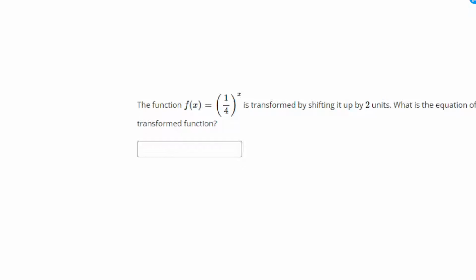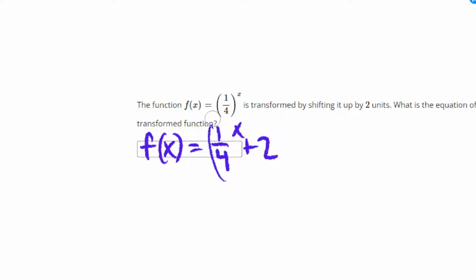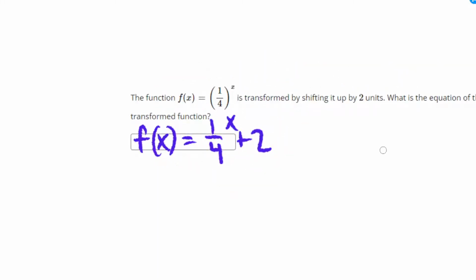Yeah, so now they want f of x. They were lying when they wanted y. They were being goofballs. They were pulling your leg when they wanted y last time. But now we're back to wanting f of x equals 1/4 to the x plus 2. And you might need parentheses, you might not. I did it with parentheses and it worked. I don't think it should matter, but anyway, this is it. We're going up by 2 units.